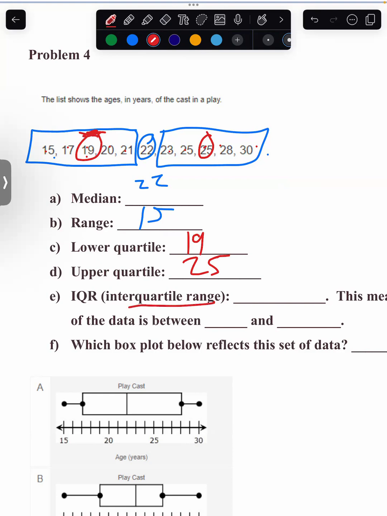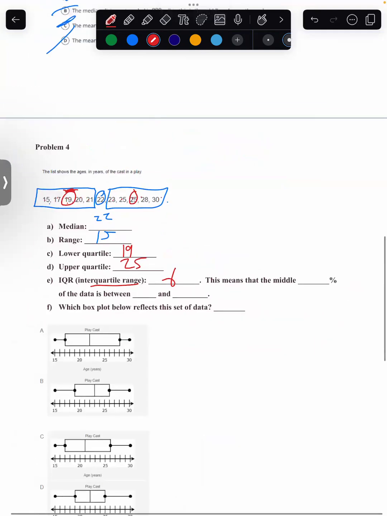So therefore, the interquartile range, you subtract those two, is 6. This means the middle 50% of the data is between 19 and 25, exactly what we did on the previous problem. Now, which box plot reflects this set of data?